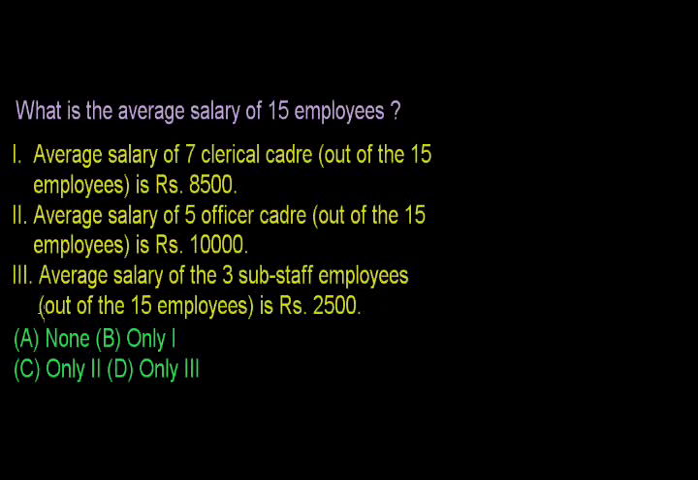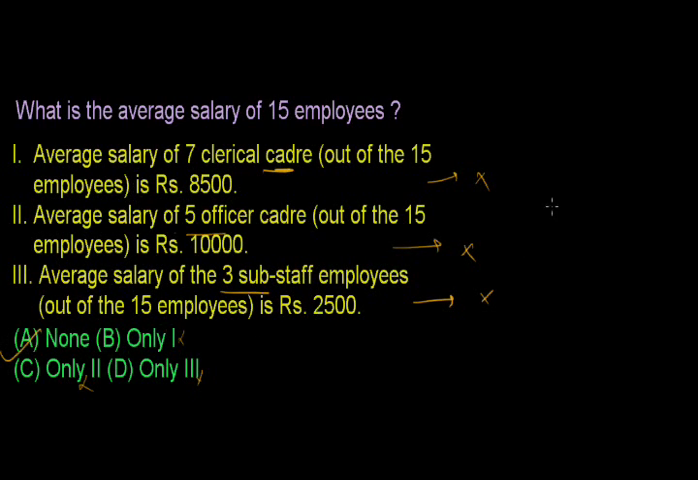Now, what is the average salary of the 15 employees here? The first statement says the average salary of 7 clerical cadre out of 15 employees is 8,500. I cannot calculate the average salary of 15 employees because I only know the average salary of 7 out of 15. I cannot get the answer from this statement. Average salary of 5 officers: no, I cannot get the answer from this either. Using the average salary of 3 people, I cannot answer the average salary of 15 employees. So individually, statements 1, 2, 3 are cancelled. Now if I combine all these statements 1, 2 and 3, I am able to get the answer. The answer is none.